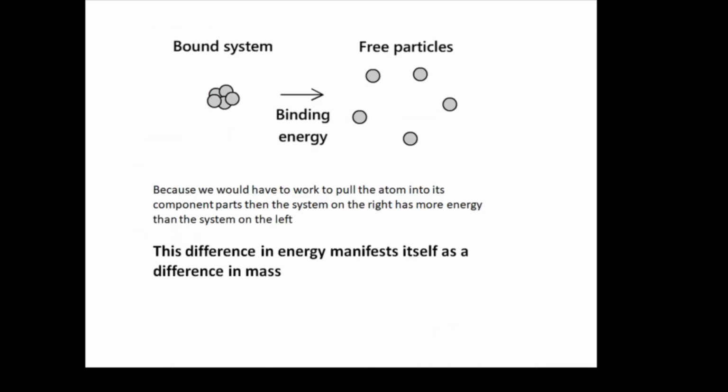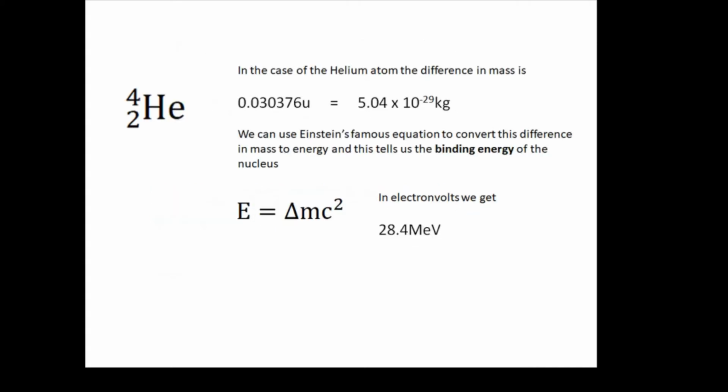Why? The answer is that here we have two systems, the bound system and the free particles, and the free particles have more energy, because we would have to do work to pull the atom apart. To get from left to right, you would have to do work. So the system on the right has more energy, and because that system has more energy, it has a bigger mass. And using E equals mc squared, or E equals delta m c squared, because it's the difference in mass, we can work out the difference in energy, and that tells us the binding energy of the nucleus.